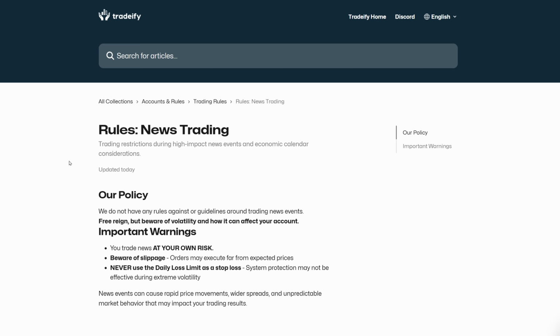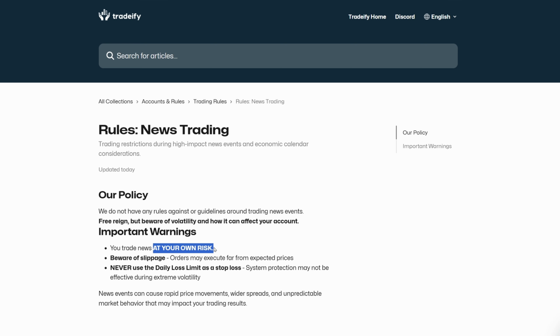Now, something else that traders are very happy with is news trading rules. Well, guess what? We do not have any rules against or guidelines around trading news events. Now, I like how they bolded this real quick. You trade news at your own risk.